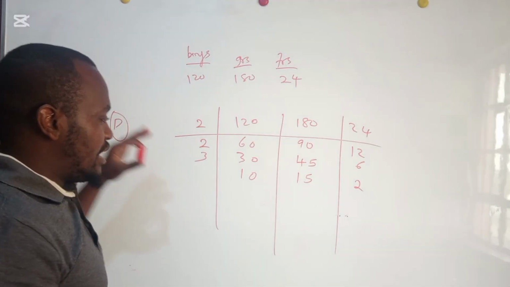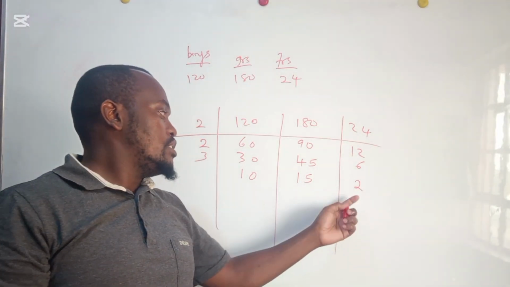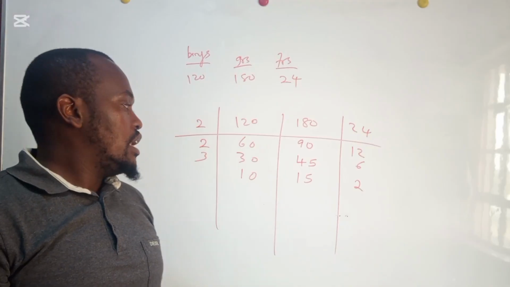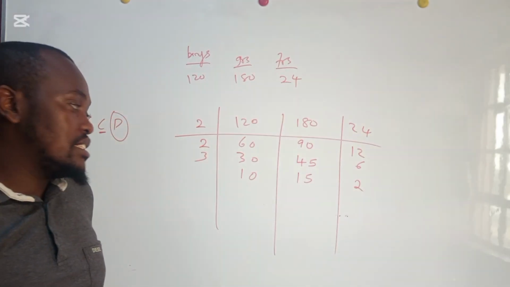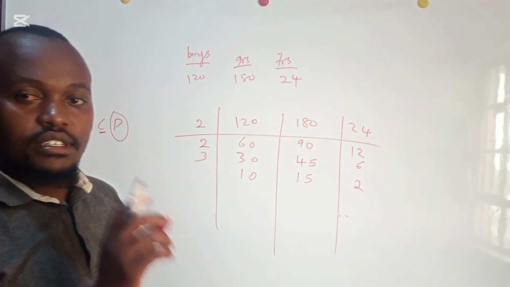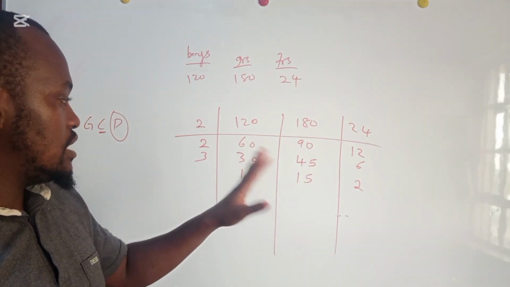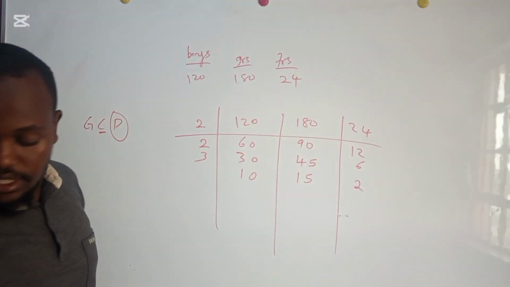Is there any other number that can be used amongst the three? Especially when you look at the last one, 2. You cannot use a factor that is greater than 2 to divide this one. So you cannot use 5, 7, or 11, 13, or the other numbers. So this is where your GCD ends.